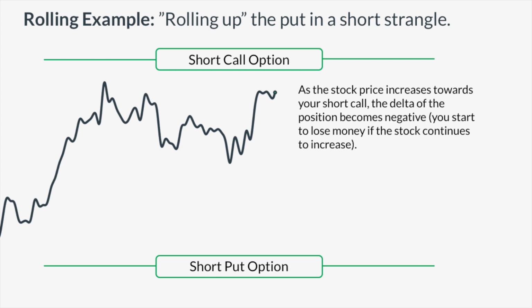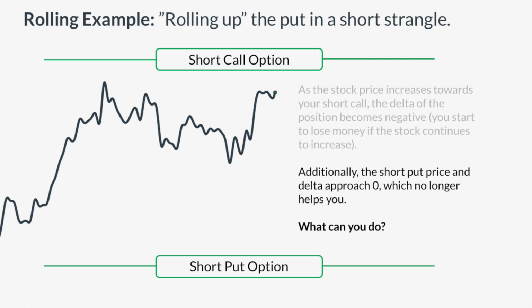When you initially sell a strangle or an iron condor, typically your position delta will start around 0, which means you don't really have any sensitivity to changes in the stock price. But as the stock price starts to trend in one direction, your position will actually become directional, which, since you're trading a market neutral position, is not what you actually want. While your position is becoming more bearish because your position delta is getting more negative, the short put price and delta are approaching 0, which no longer helps you.